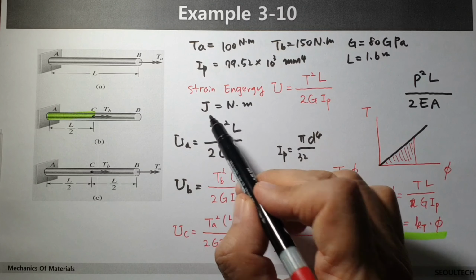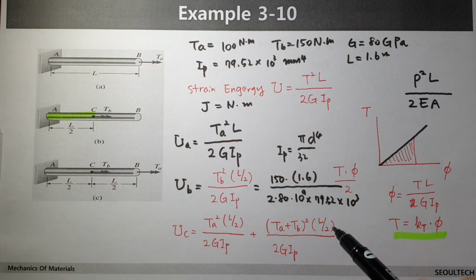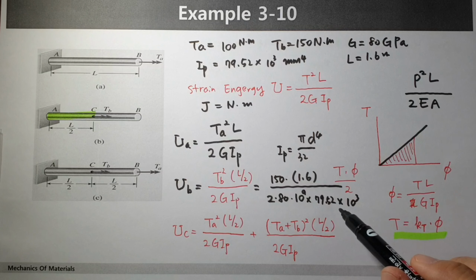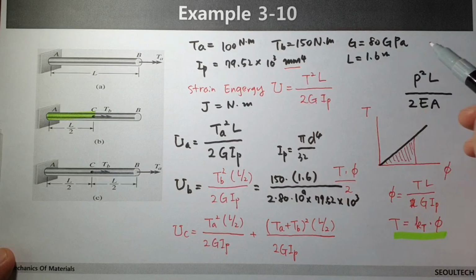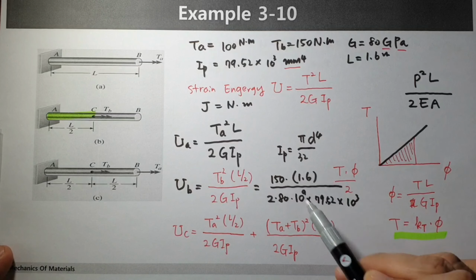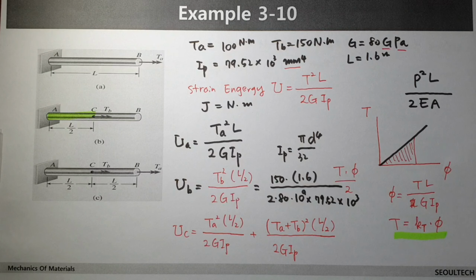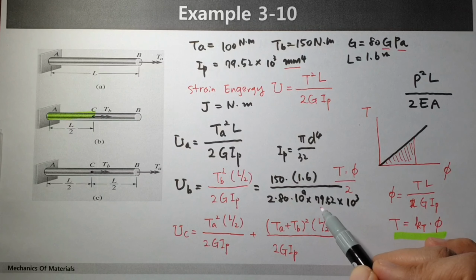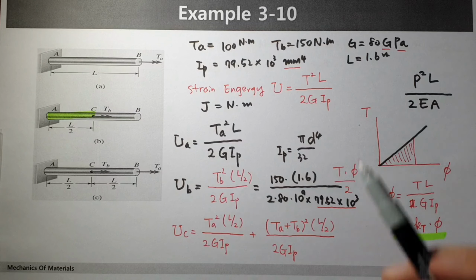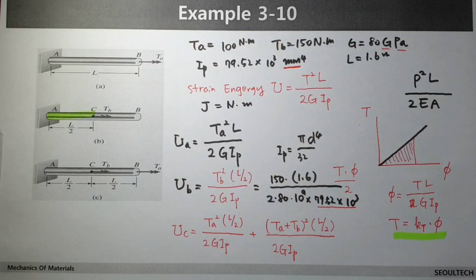UB is expressed in joule. When you substitute real values, be careful about the unit. We have different dimensions: millimeter, gigapascal. Then finally you can have different final answers. The polar moment of inertia is expressed in millimeters, but the unit must be unified and changed to meters. Then you can finally get the correct answer for this case. Okay, that's for finding strain energy.